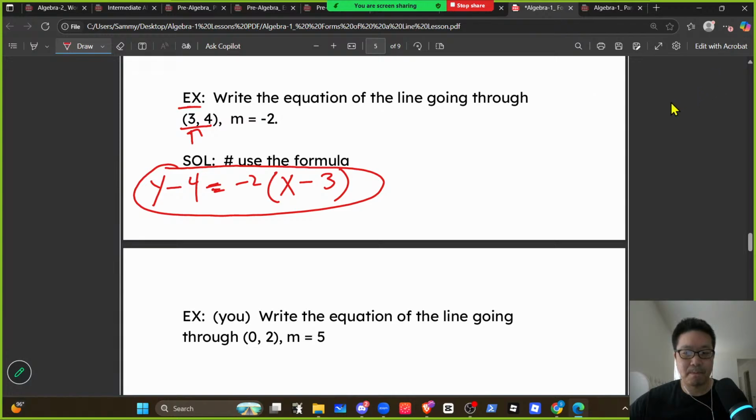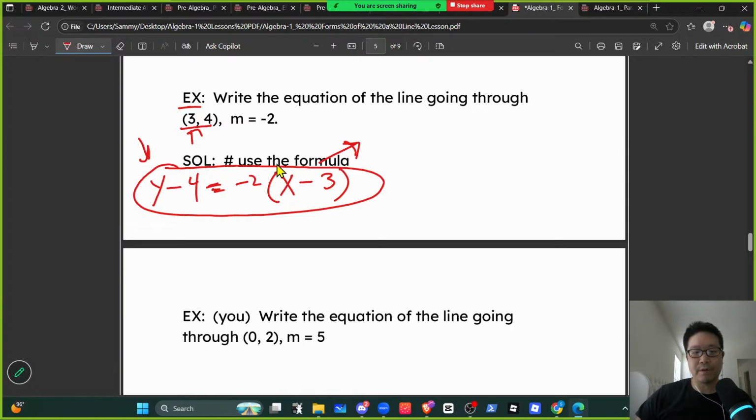Okay? By the way, you can convert this to y-intercept form, the one that we learned about previously. How do we do that? Do you know? So this is the point slope form. How would we convert it to the slope intercept form? You would take the 3 and 4 and, I don't know.